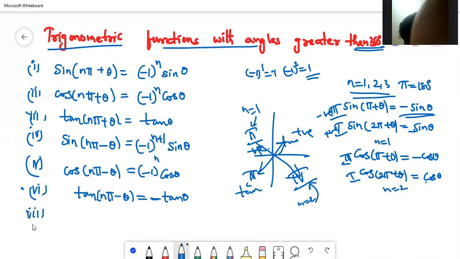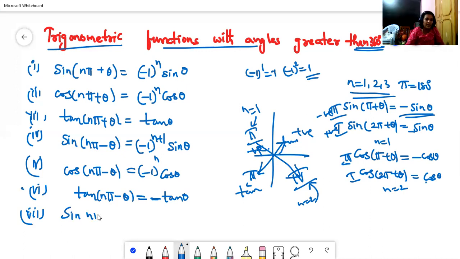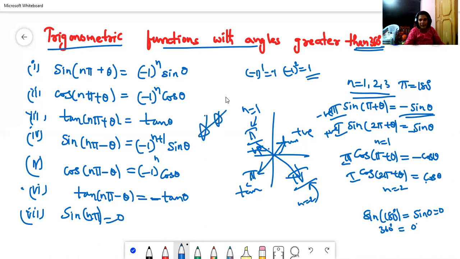The seventh one, sine n pi equal to 0. Sine pi, sine 180 degrees, is sine 0, 0 only. 360, sine 0, 0 only. So sine n pi equal to 0. These are very, very, very important. They will come in higher education also. You have to remember what I teach today.